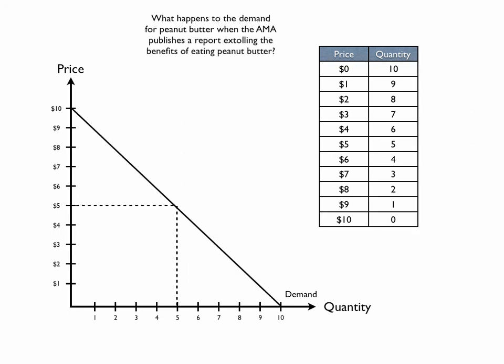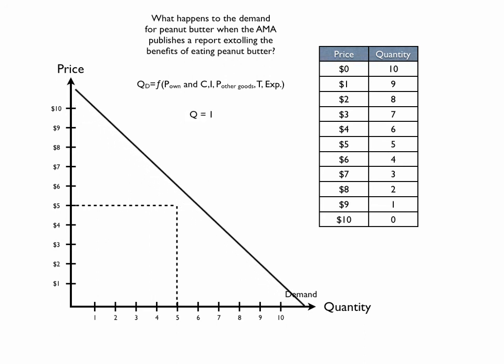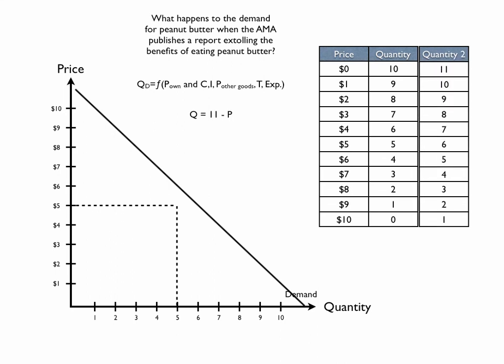When we look at the market for peanut butter, what happens when the American Medical Association publishes a report saying eating peanut butter is great for your heart and it really helps? Well, again, the quantity demanded of peanut butter is equal to some function of the price of peanut butter, holding these other factors constant: consumers' income, price of other goods, taste, and expectations. Well, this is going to be a change in taste because now people have a greater desire for peanut butter. That's going to cause an increase in the demand for peanut butter.